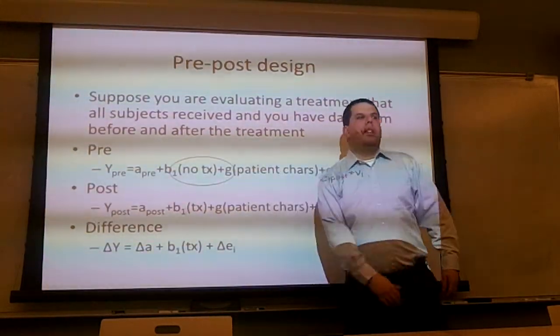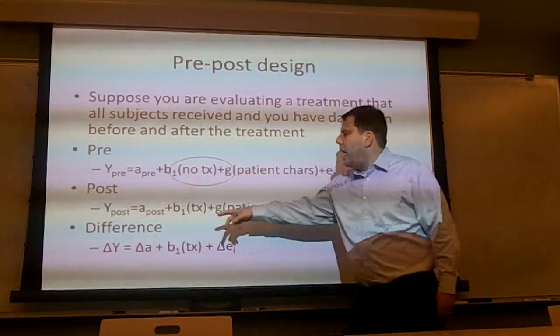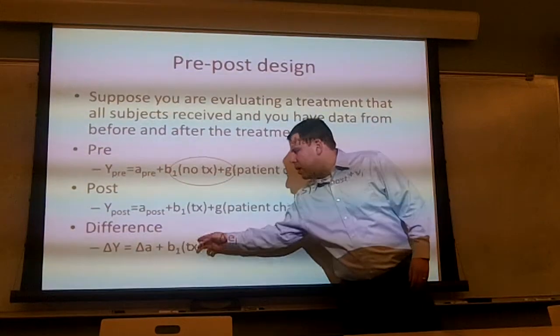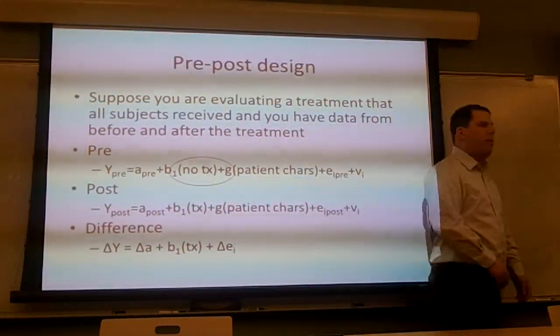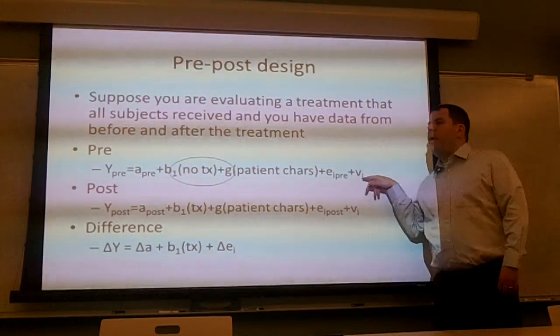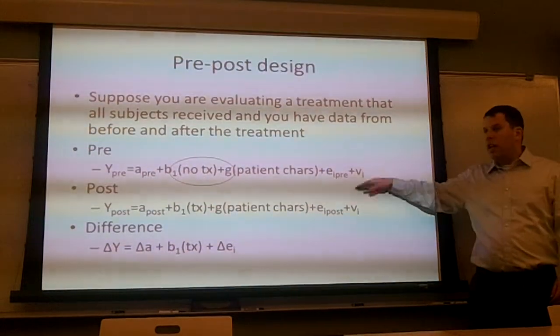We could take the simple difference, subtract pre from post, and then now we can say the change delta, the change in the outcome Y, is a function of the change in the intercept, some treatment, and some change in the error term. What just happened? Whoops, V sub I fell out. Why? Because it's time invariant. You subtract it, it goes away.